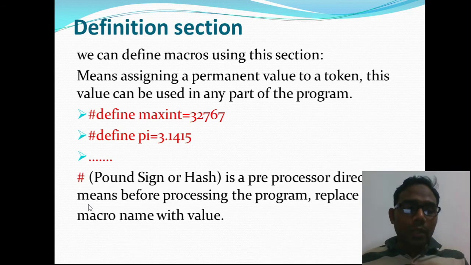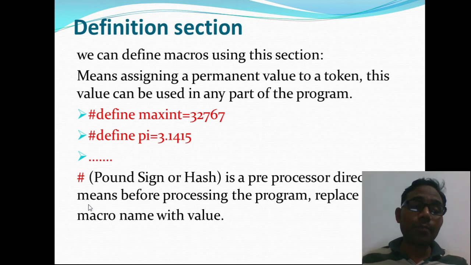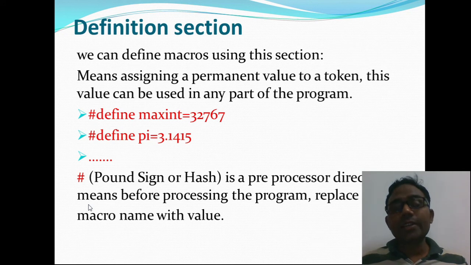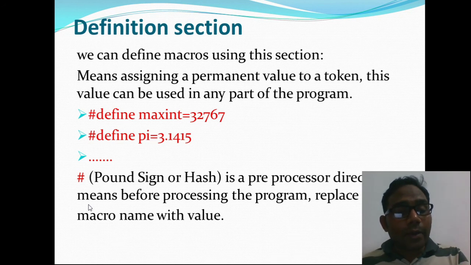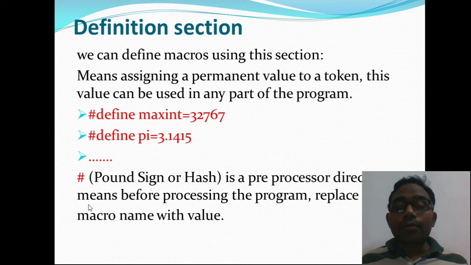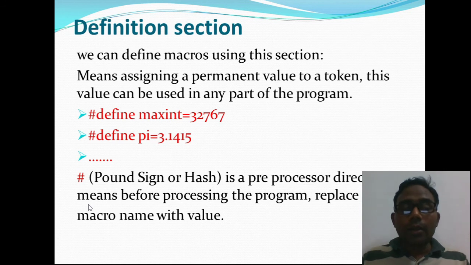You can declare any type of constant value. Now hash, the pound sign: just now we have already seen what hash is. Hash is a preprocessor directive. What does it mean? In this case, it has to replace the macro name with the value before processing the program. Just as include adds a header file before processing, here we expand the macro name with the value before processing the program.